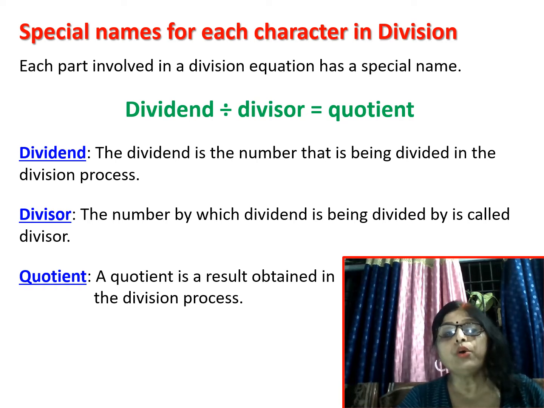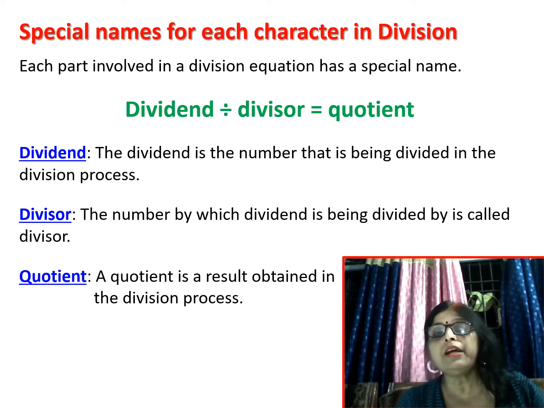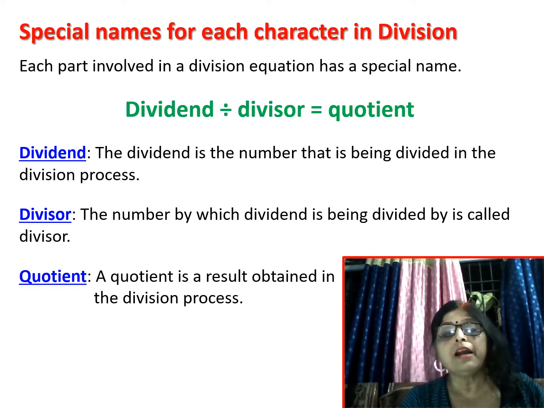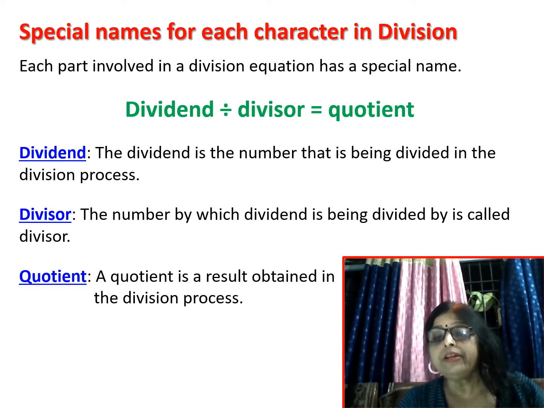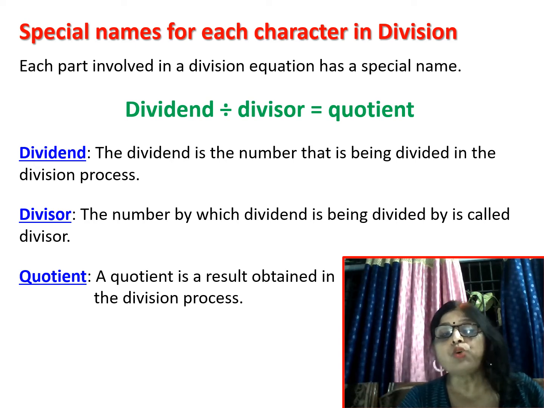Once again, I am going to name the special names for each and every part in division. It means revise it once again. Each part involved in a division equation has a special name, that is dividend, it will be divided by divisor, and then you will get quotient. Dividend. What is dividend? The dividend is the number that is being divided in the division process. Divisor. The number by which the dividend is being divided is called the divisor. And quotient. The quotient is the result obtained in the division.